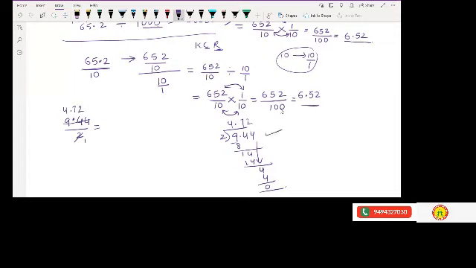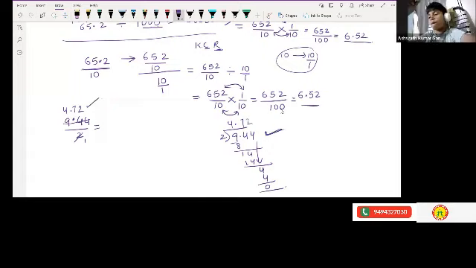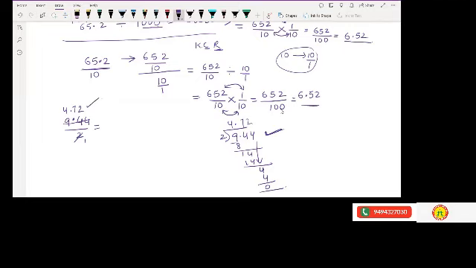You understood these two ways? Yes, children, this you already know. How do you divide? Hello? Yes, ma'am. Okay. Now I'll show you. If you want to turn it to fraction form, how do you do it? 9.44 can be written as 944 by 100. I can write it like this.